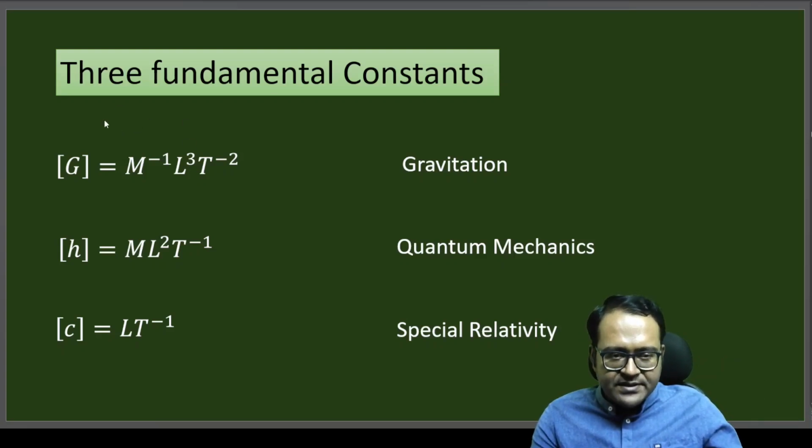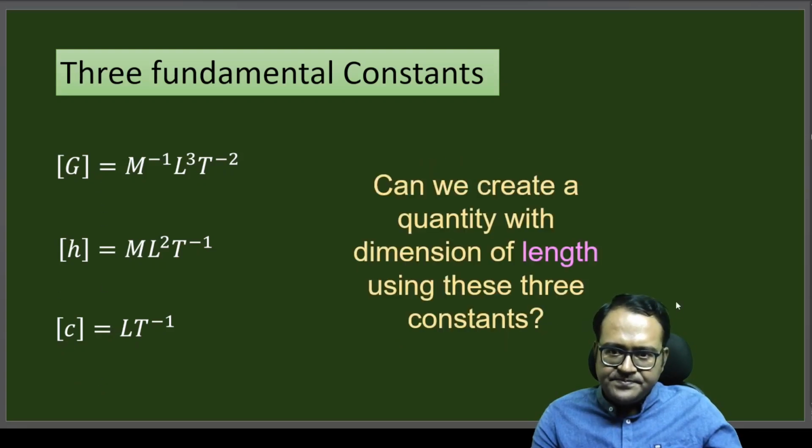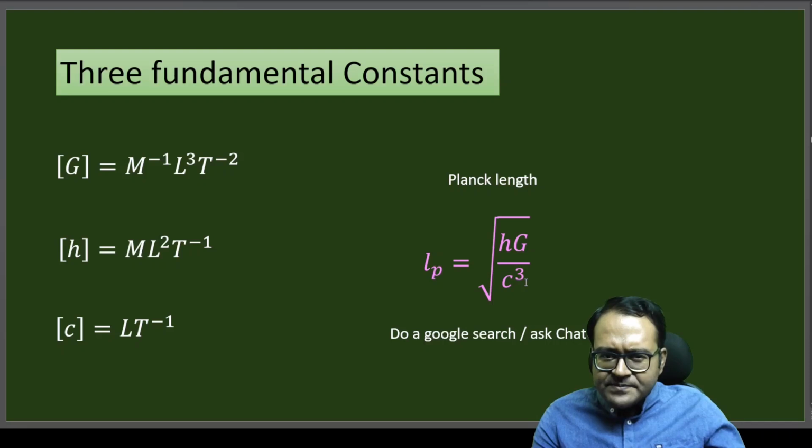So now my task is, don't think about all the details right now, my task is to find some dimensionless quantities using these three constants. So first, can you create a quantity with dimension of length using these three constants? Sure. You just manipulate a little bit with these three constants, you get something with dimension of length.